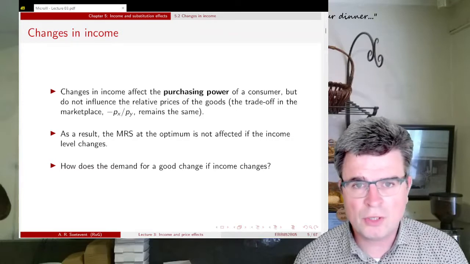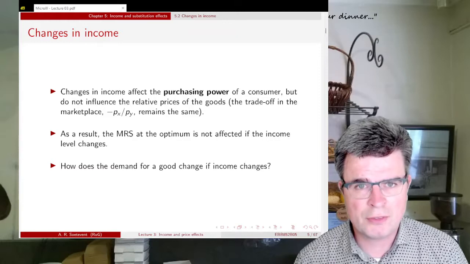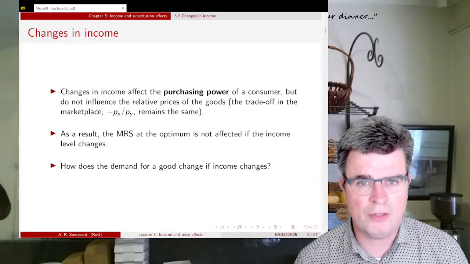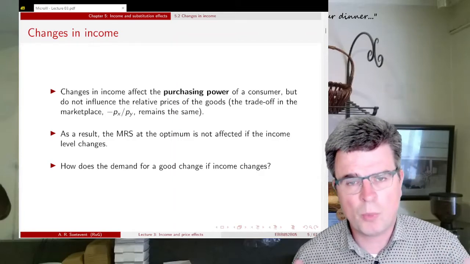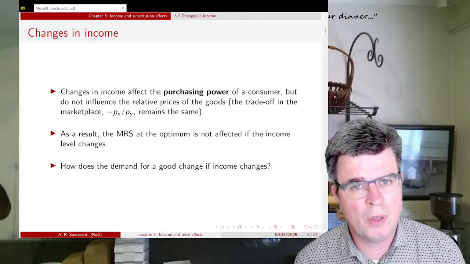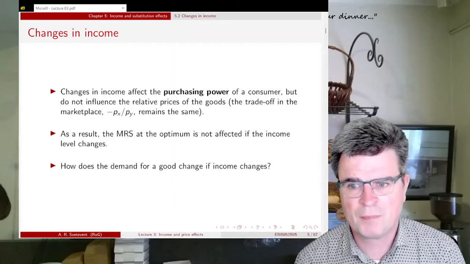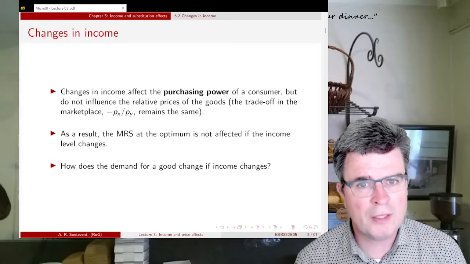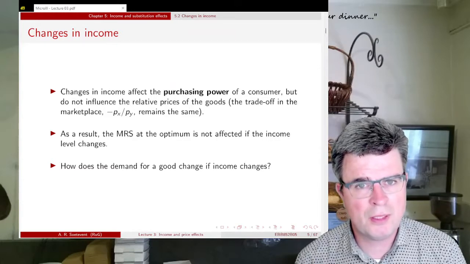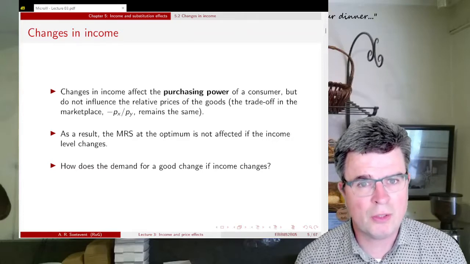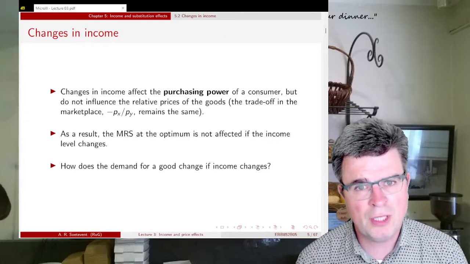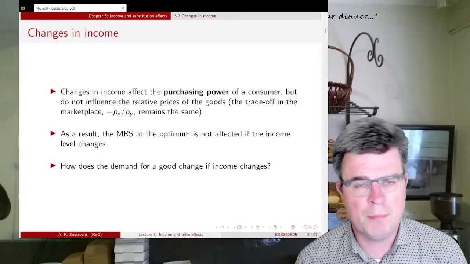If someone's income changes, nothing happens to the prices that he faces on the market. So the relative prices of good X and good Y in a two-good economy do not change. It also means that, okay, the budget set widens, but the slope of the budget line is identical to before, because the slope only depends on the price ratio of the different goods. As a result, the marginal rate of substitution at the optimal point is also not affected. The individual maximizes utility at the optimum. If he's not in a corner solution, the marginal rate of substitution is identical to the price ratio. The price ratio didn't change because of the change in income, so neither will the marginal rate of substitution.